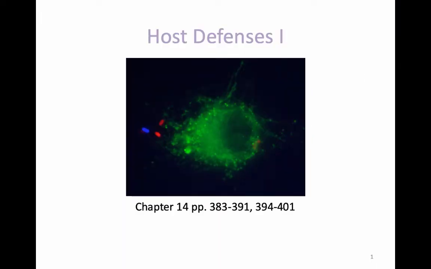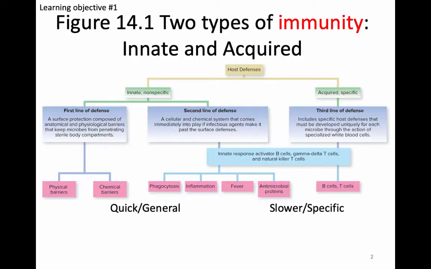Okay, this is the Chapter 14 lecture on host defenses. So in the next couple chapters, 14 and 15, we will learn about the host's response to a microbial infection. There are systems in place which try to prevent microbes from becoming established, growing to high numbers, and making the host sick. And these systems are collectively called immunity.